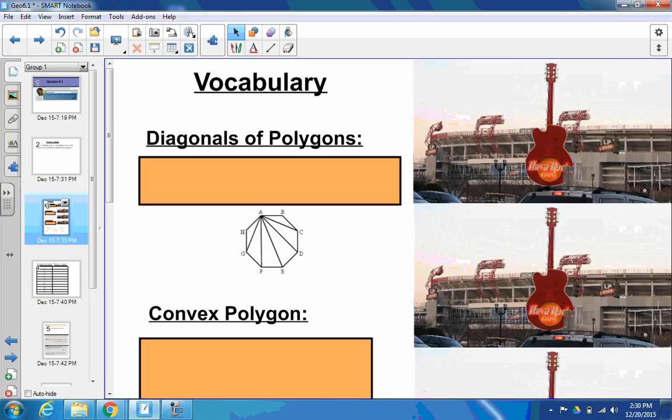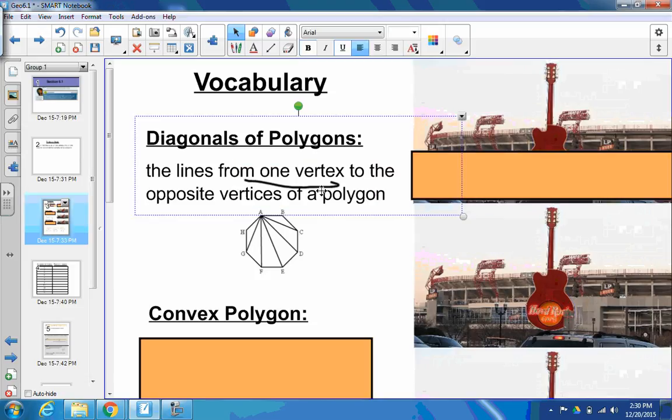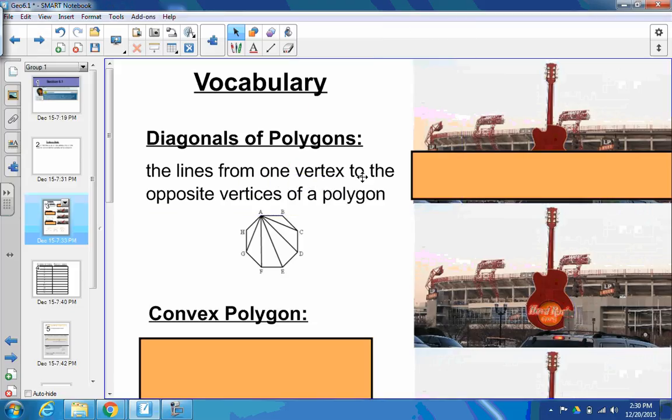First of all, diagonals of a polygon. Diagonals of a polygon are all the lines from one vertex to the opposite vertices of a polygon. So if you look at this picture right here, those are all diagonals. A diagonal could be from point A. There are 5 diagonals in this polygon. It's an 8-sided polygon. There's 5 different diagonals, and it makes 6 triangles.